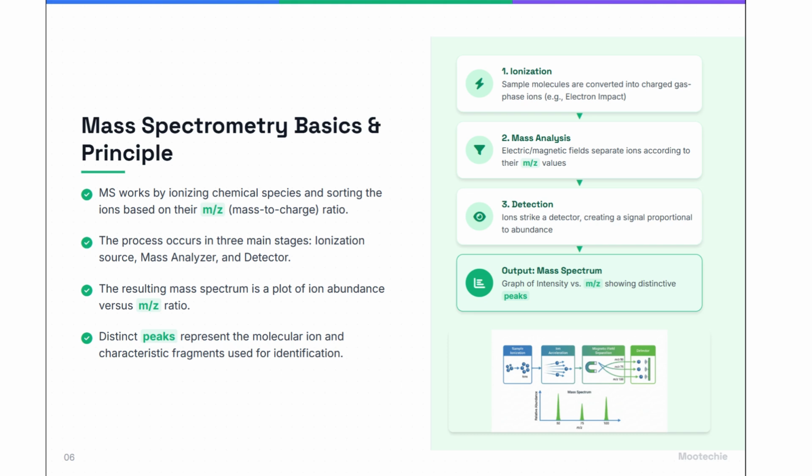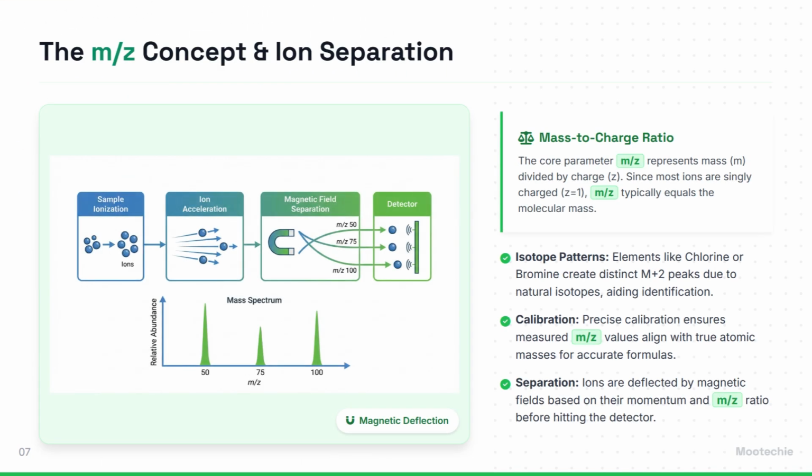Let's break down those three stages. First, ionization. Here, sample molecules are converted into charged gas phase ions, for example, via electron impact. Second, mass analyzer. Here, electric or magnetic fields separate ions according to their M to Z values. And third, detection. The ions strike a detector, creating a signal that is proportional to their abundance. And the final output is a mass spectrum, which is a graph of intensity versus M to Z, showing those distinctive peaks.